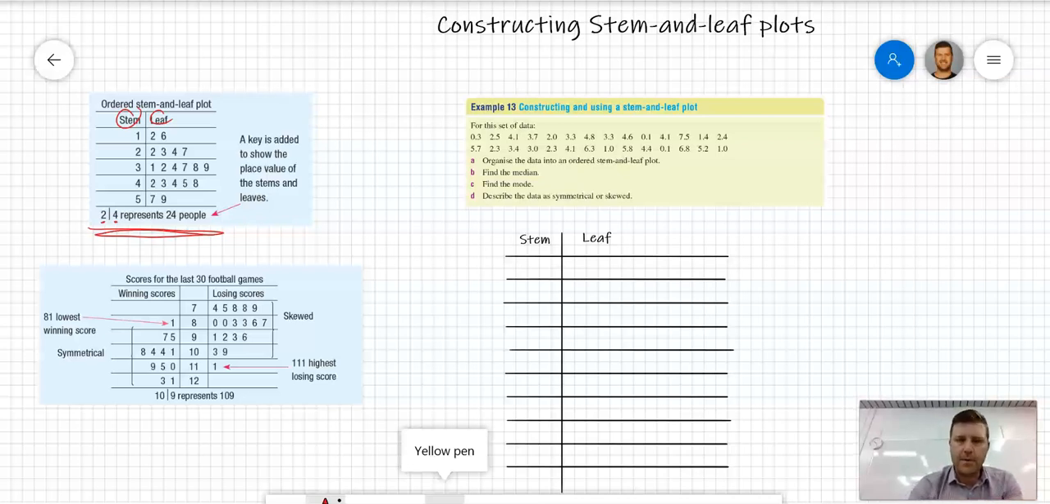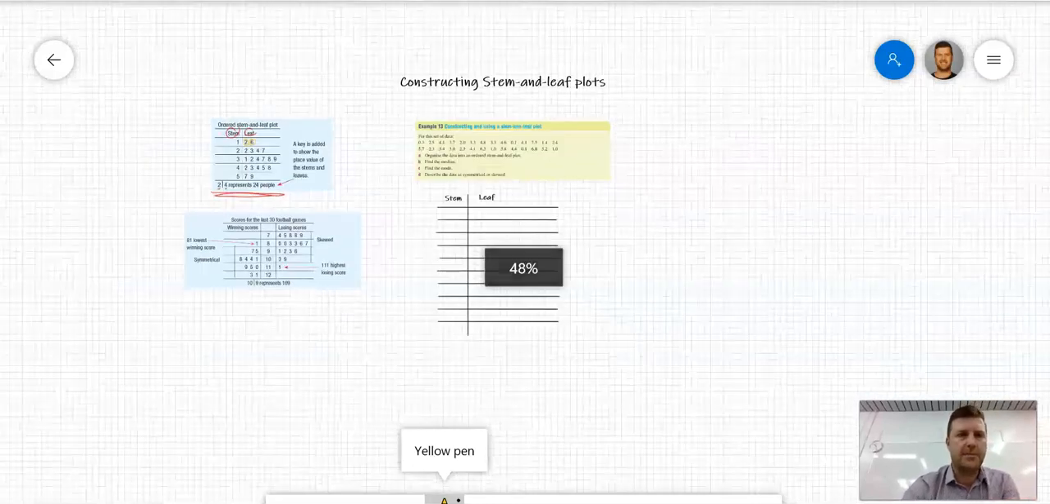One thing I'll point out with this stem and leaf plot is that you can see it's ordered. So the closer you are to the stem, the lower the number, and as you move out, the higher it gets. So you can see there. Sorry, I'll zoom back in.